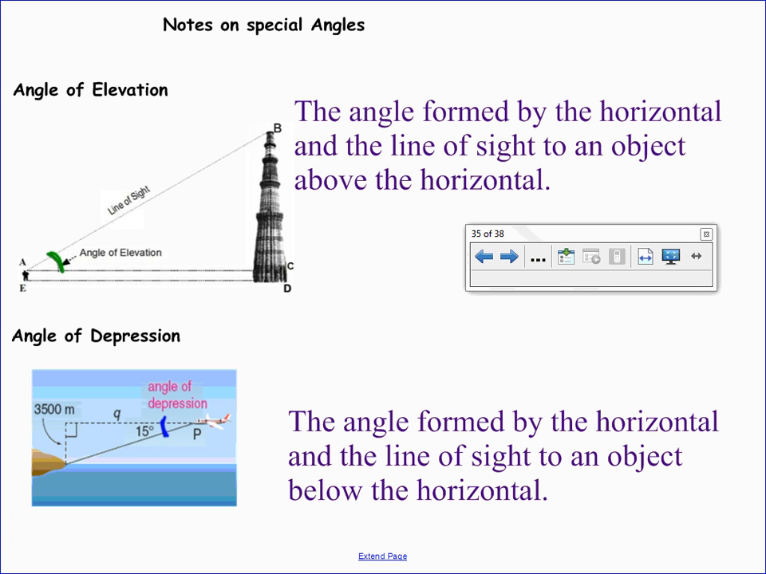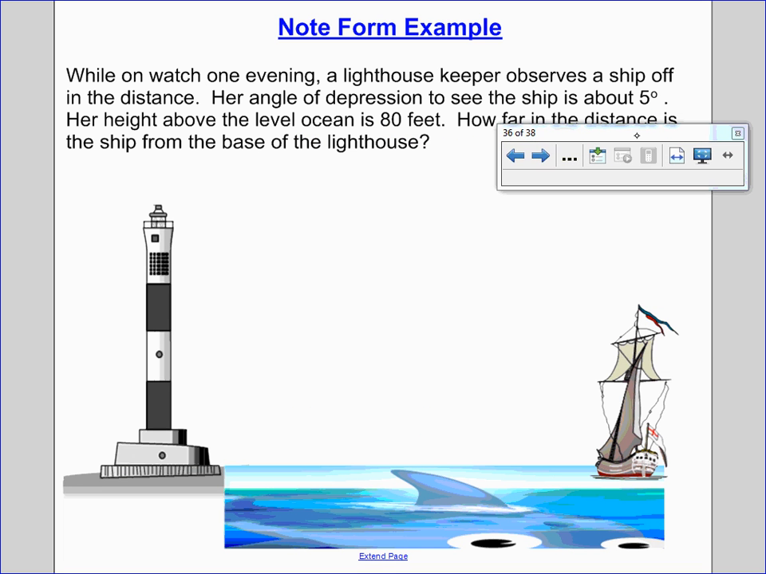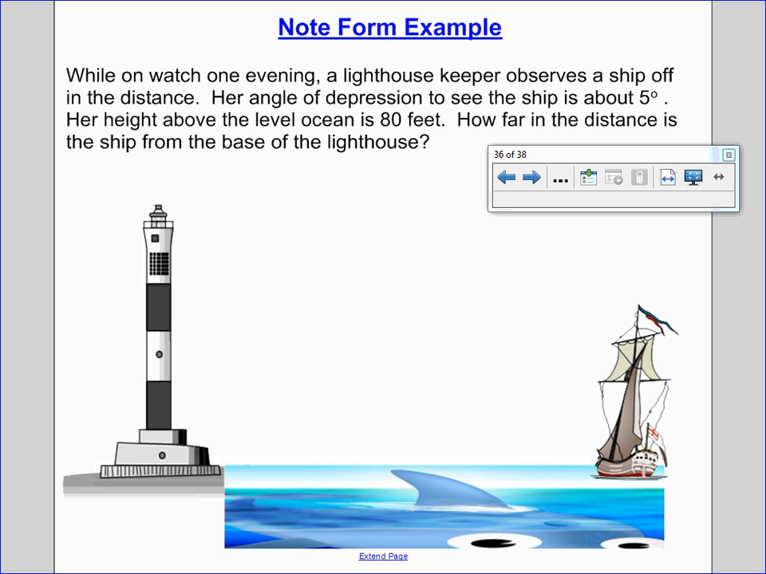Now we'll go ahead and use those definitions in order to solve some application problems. So let's think about this next situation and see if we can figure out a missing side length or angle based on the description. While on watch one evening, a lighthouse keeper observes a ship off in the distance. Her angle of depression to see the ship is about 5 degrees. Her height above the level ocean is 80 feet. How far in the distance is the ship from the base of the lighthouse?